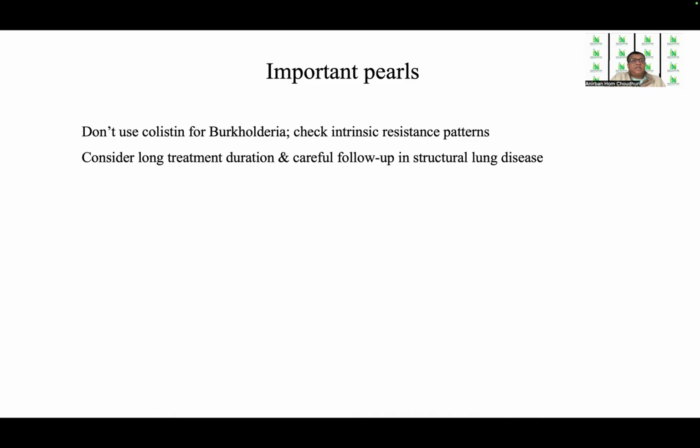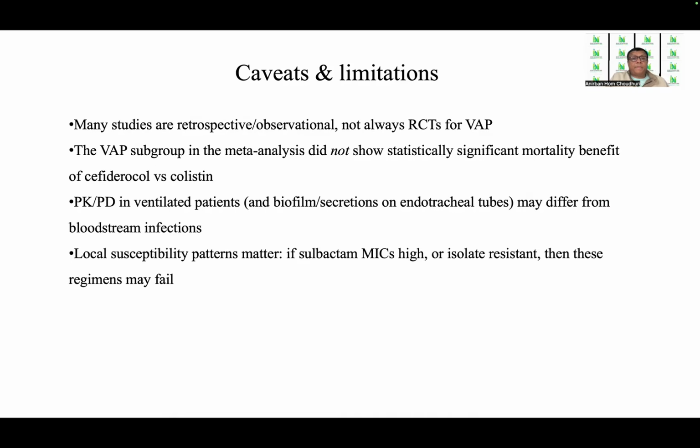The important part is not to use colistin because it is intrinsically resistant. So don't even look into that part of the report. Consider long-term treatment duration and careful follow-up, particularly in patients with structural lung disease, as it tends to recur too often.